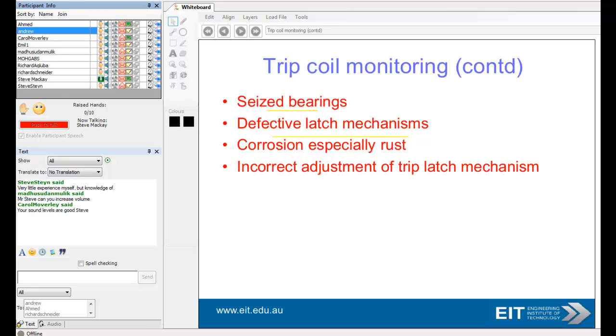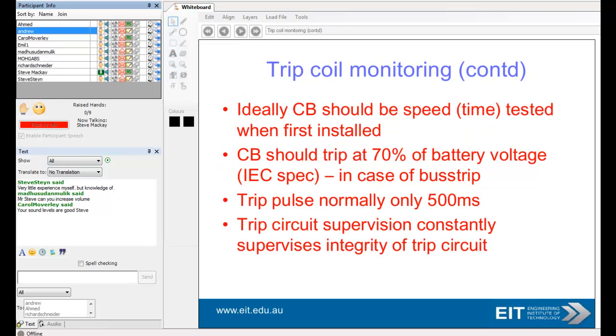So seized bearings, defective latch mechanisms, and one of the worst things, which hopefully you don't have in a marine environment, is corrosion. And obviously, if you've got untrained people making incorrect adjustments, that's also another potential problem. People don't work on circuit breakers all the time, and often the training is a bit weak.